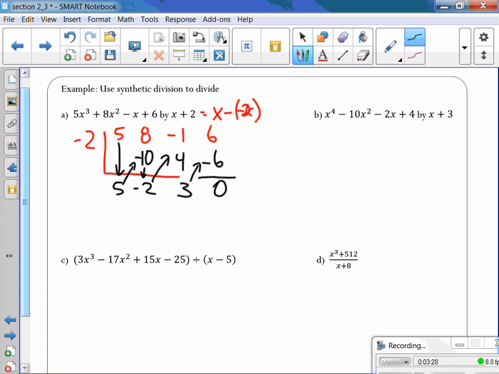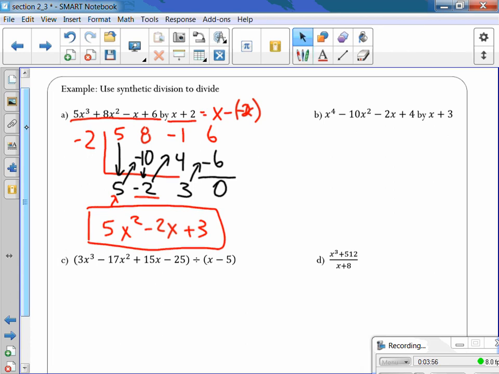So this particular quotient that we have left over here, this 5 represents my 5x squared minus 2x plus 3. So when we have our division of 5x cubed plus 8x squared minus x plus 6, dividing by x plus 2, we wind up with a quotient 5x squared minus 2x plus 3.